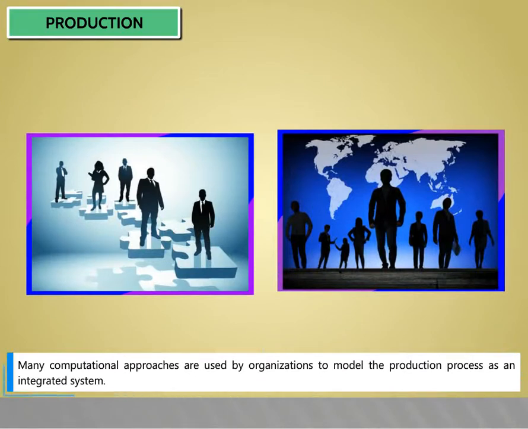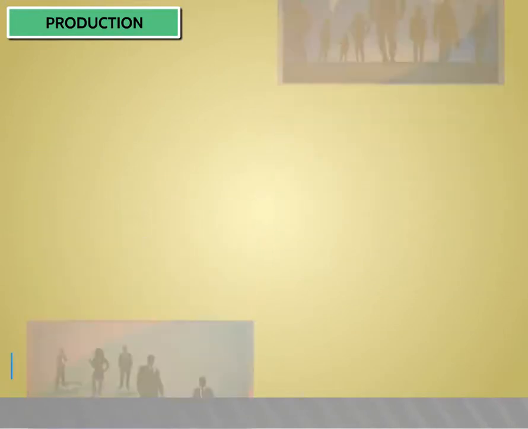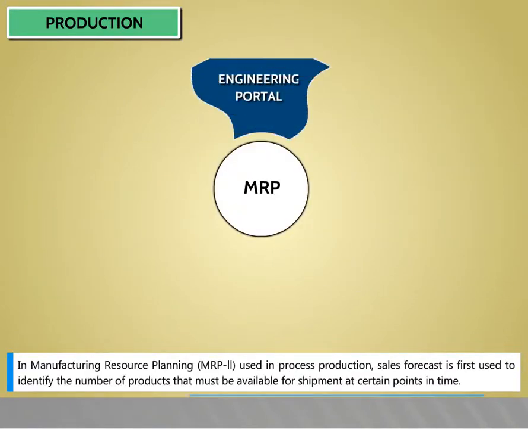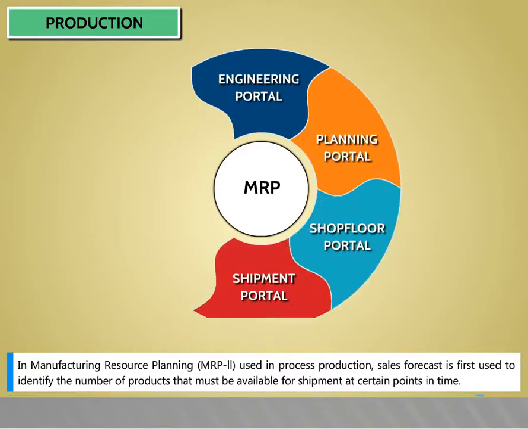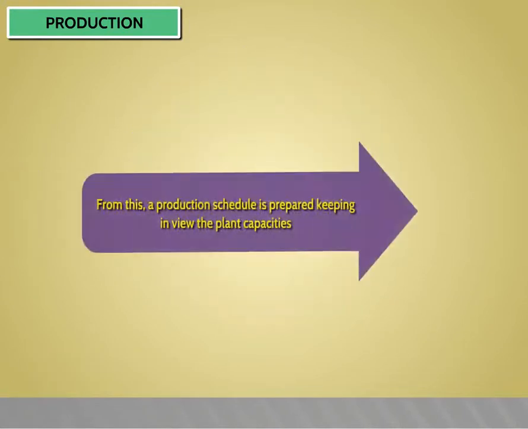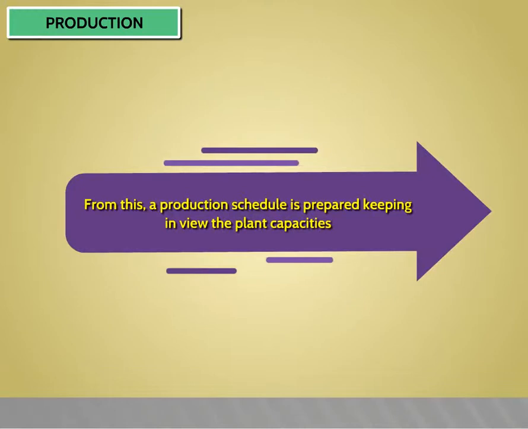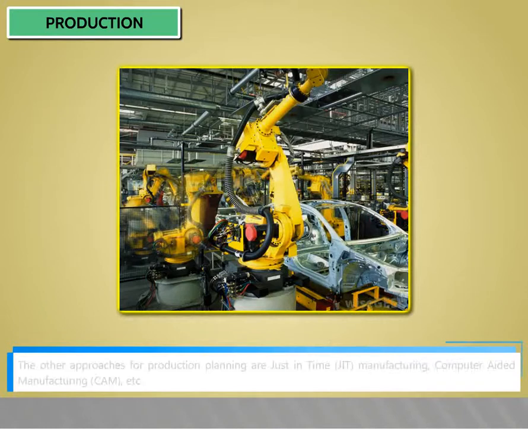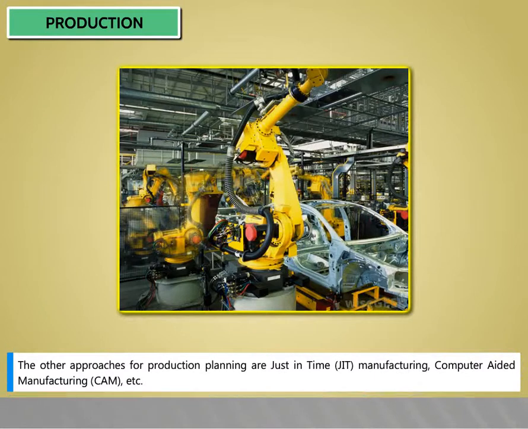Many computational approaches are used by organizations to model the production process as an integrated system. In manufacturing resource planning, MRP2, used in process production, sales forecast is first used to identify the number of products that must be available for shipment at certain points in time. From this, a production schedule is prepared, keeping in view the plant capacities. The other approaches for production planning are just-in-time, that is JIT manufacturing, computer-aided manufacturing, CAM, etc.